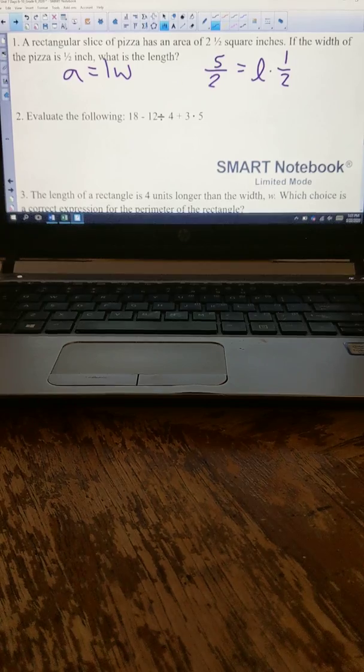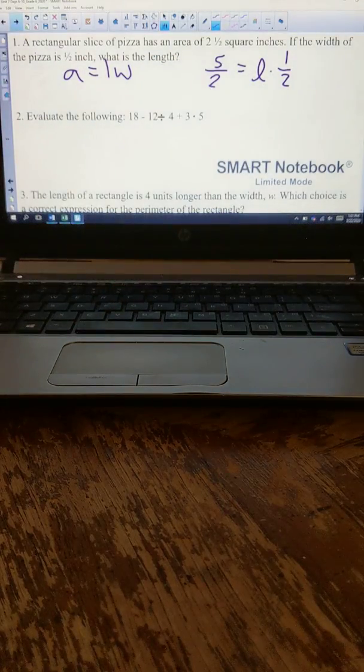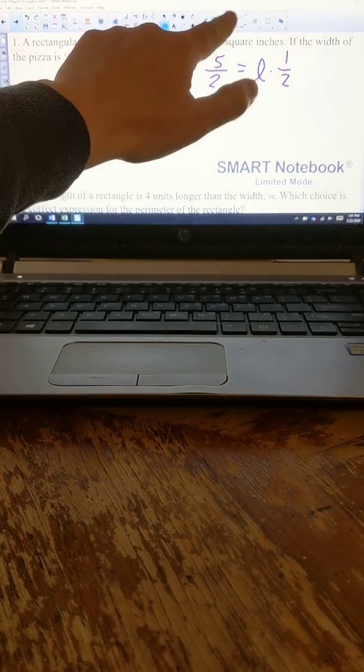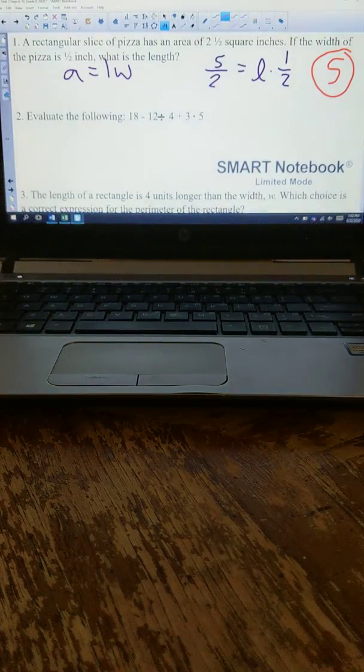All right, number 1. A rectangular slice of pizza has an area of 2.5 square inches. The width is 1/2. What is the length? So at this point in the week, you should get more comfortable, and you're going to see a little bit less on the warm-ups. It's going to be up to you. From here, 5/2 equals length times 1/2. We know we're going to divide each side by 1/2, and we're going to get an answer of 10/2 or 5.